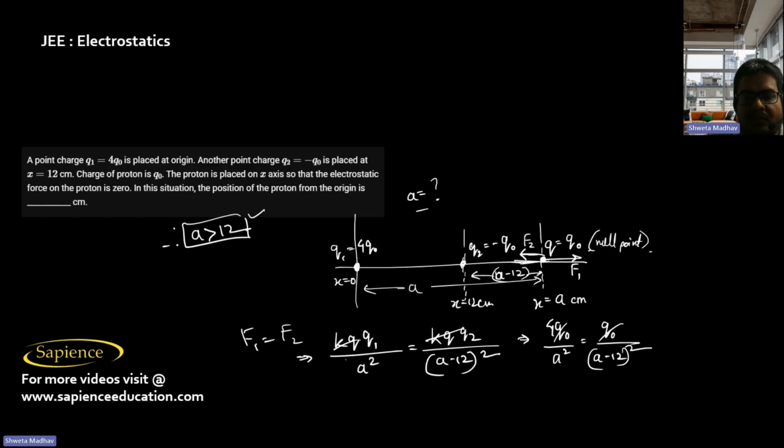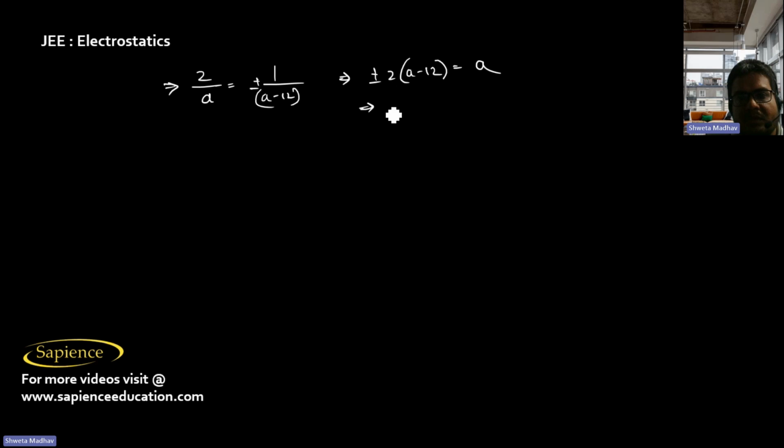So now if we take square root on both sides, then we will have 2 by A equal to plus or minus 1 by (A minus 12). So therefore I can say that plus or minus 2 into (A minus 12) is equal to A. So A minus 12 is equal to plus or minus A by 2. So now we can have A by 2 equal to 12, or we can have 3A by 2 equal to 12.